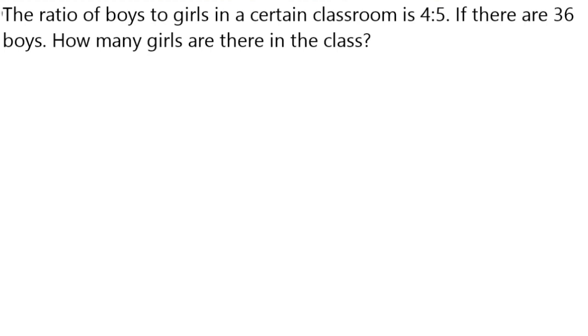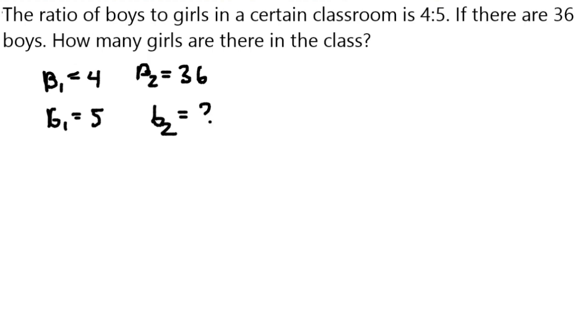The ratio of boys to girls in a certain classroom is 4 to 5. If there are 36 boys, how many girls are there in the class? So to solve this problem, we're going to use the given 4 to 5. So we have B sub 1 equals 4, and let's say G is for girls, G sub 1 equals 5. Then we have B sub 2, which is 36, and we still don't know how many girls there are.